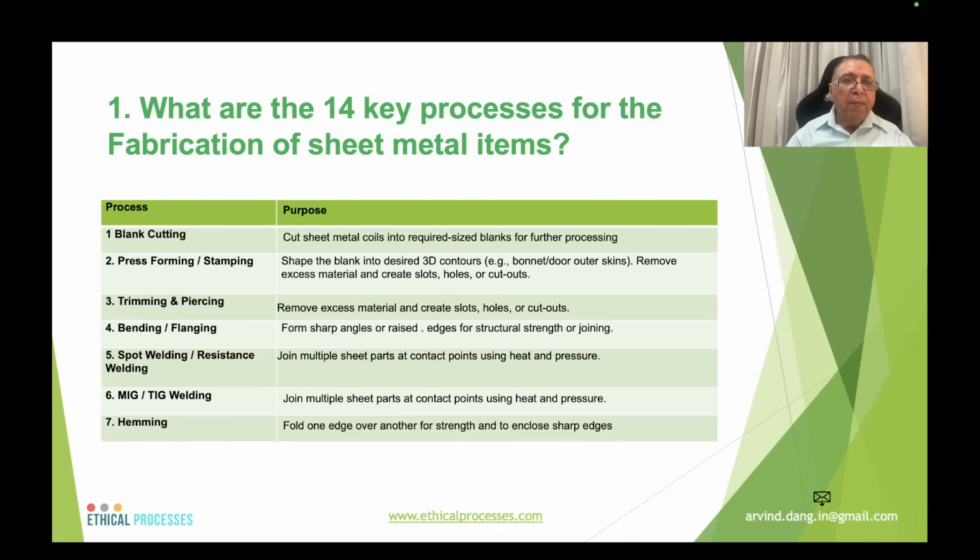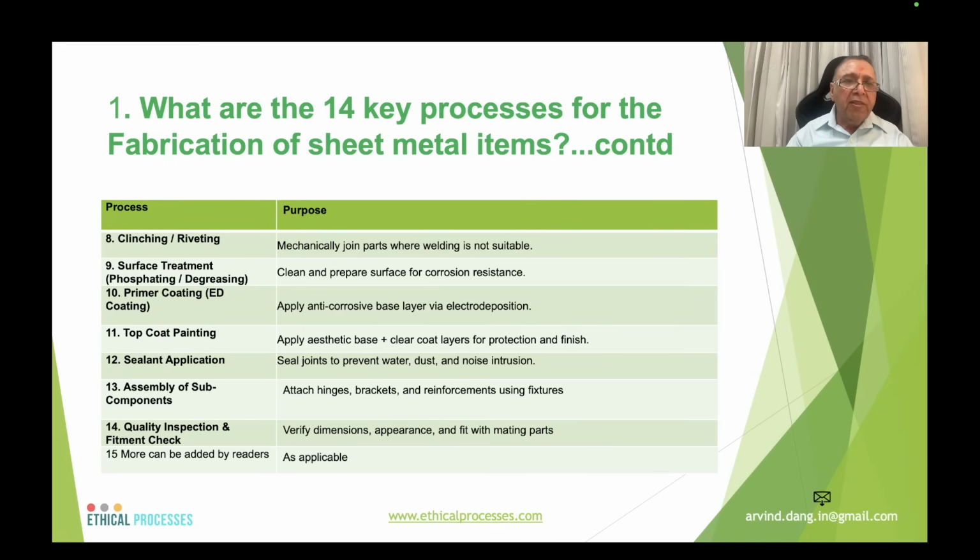Process number 2 is press forming or stamping, which is for shaping the blank into desired 3D contours, for example bonnet, door, outer skins, and removing excess materials. Third is trimming and piercing, to remove excess materials and create slots, holes or cutouts, etc. This also includes MIG welding, spot welding, bending, clinching, riveting, surface treatment, top coat, painting, sealant applications. I'm not giving all the details, which you can read at your leisure. And of course, the last one is the quality control aspects.